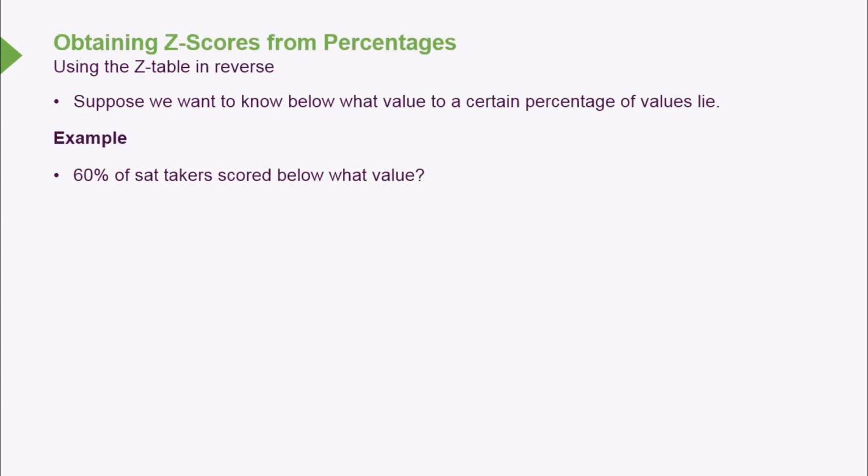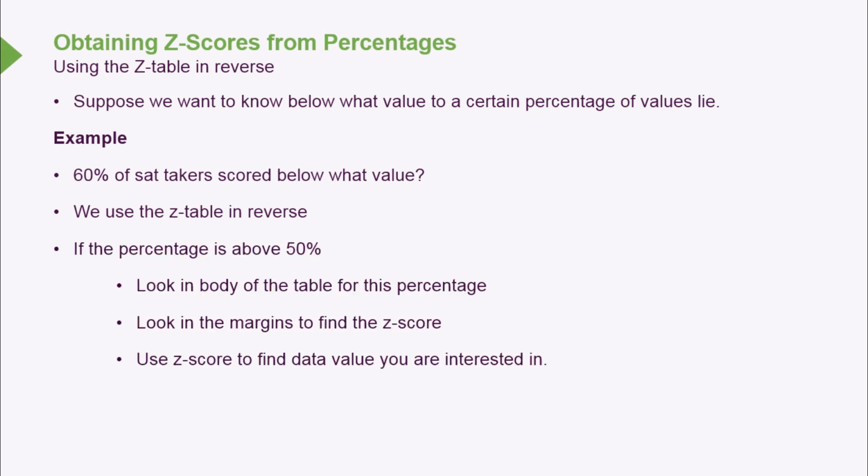All right, we can also use the z-table in reverse. So suppose we want to know below what value a certain percentage of observations would lie. In the SAT example, suppose we want to know below what value 60% of SAT takers scored. We can use the z-table backwards. If the percentage is above 50, then we can look in the body of the table for this percentage, and then look in the margins for the corresponding z-score. And then from there, we can use the z-score to find the data value that we're interested in.